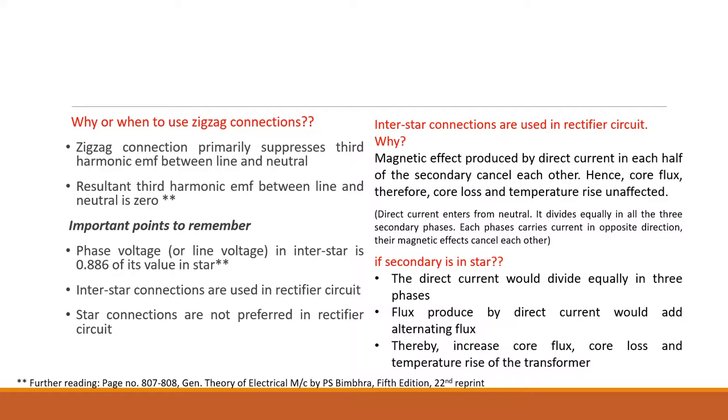It is preferable to use inter-star connection DZ0, and it is also suppressing your harmonics. It can be used wherever the quantum of harmonics requirement is quite low. At that time you can consider the DZ0 transformer.